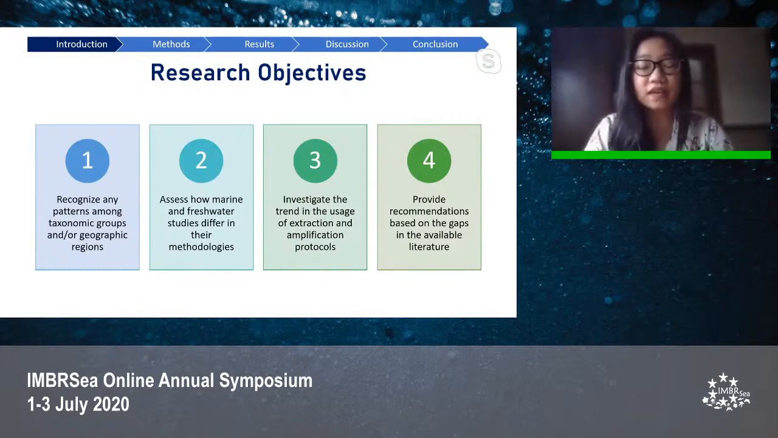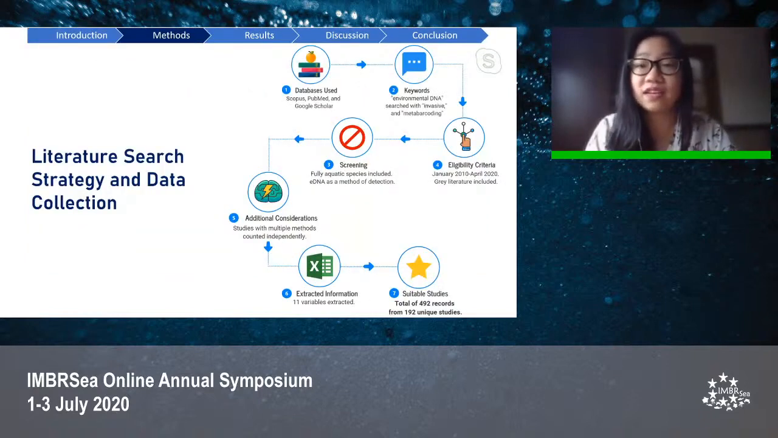So the main objectives of this thesis are to recognize any patterns in taxonomic groups and geographic regions, see how marine and freshwater studies differ in methodologies, investigate the usage trends for different laboratory protocols, and provide recommendations based on the gaps in the available literature. And collating data from current literature to recognize patterns of AIS detection in eDNA studies will be useful for informing future research efforts.